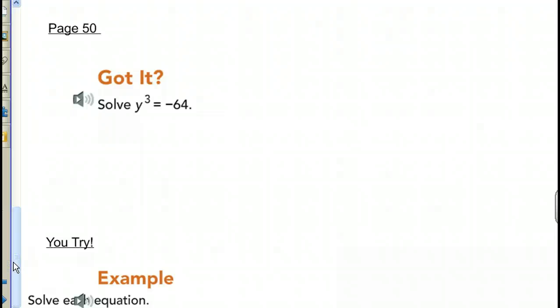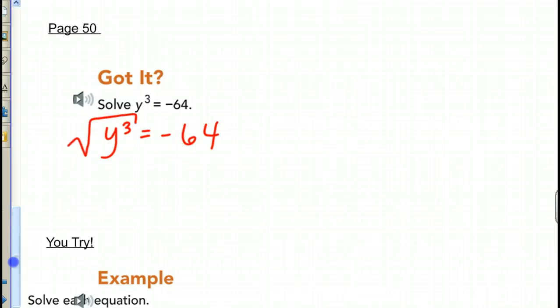All right, let's turn the page to page 50. We have our Got It. It says solve y cubed equals negative 64. So just like yesterday, I'm going to rewrite this. And now instead of taking the square root of both sides, I'm going to take the cube root of both sides. What does the cube root look like? It looks like a square root sign with a little tiny 3 right here. So the cube root of y cubed is just y.